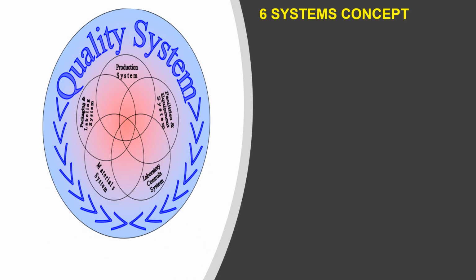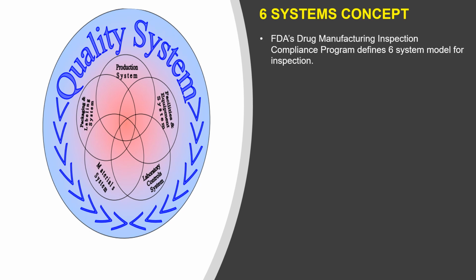USFDA has given a six system concept which is specifically related to the audits, that is, the inspections that are conducted at the site. The FDA's drug manufacturing inspection compliance program defines the six system model for inspection. The six systems, as you see in the figure, include the production system, facilities and equipment, laboratory control system, material system, packaging and labeling system, which is overlain by the quality system.